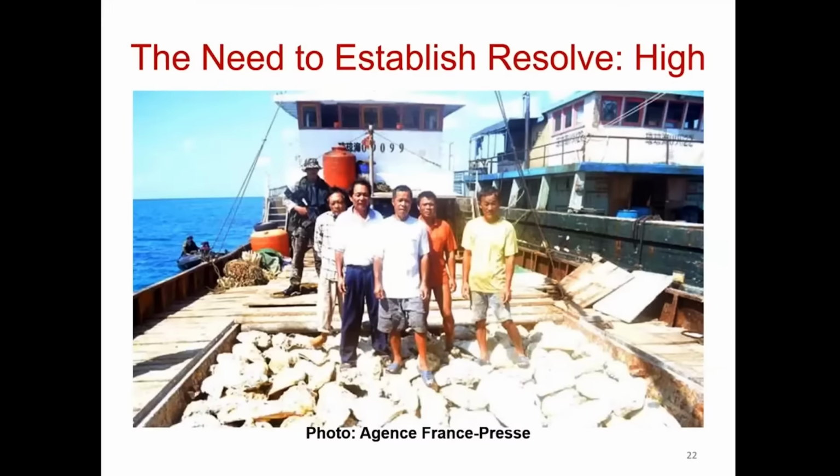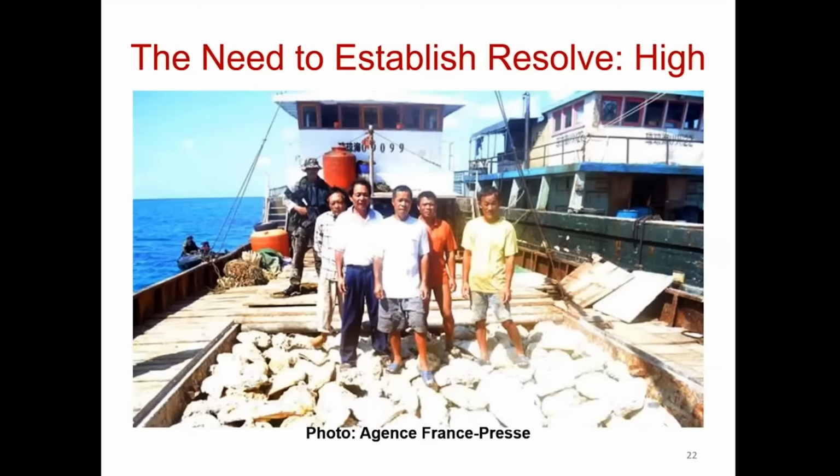This is a photo taken by the Philippine Navy, and the gentlemen you see up front were the Chinese fishermen, and the gentleman in the back was the Philippine Navy personnel. And this photo was released to AFP prior to China using coercion. There was a high exposure of these incidents that China considers as threatening.